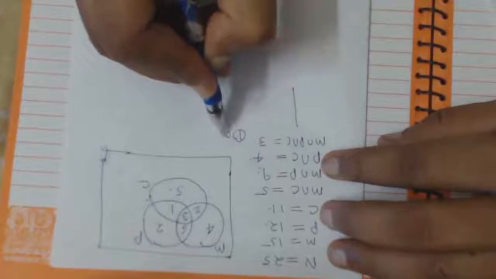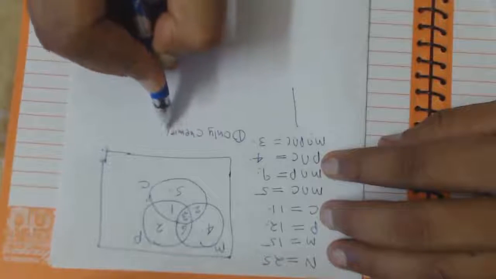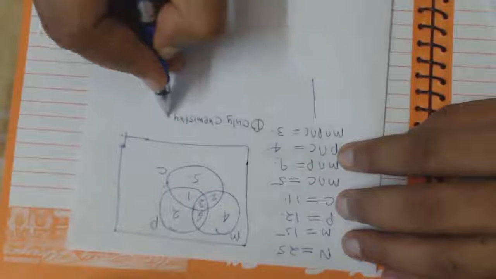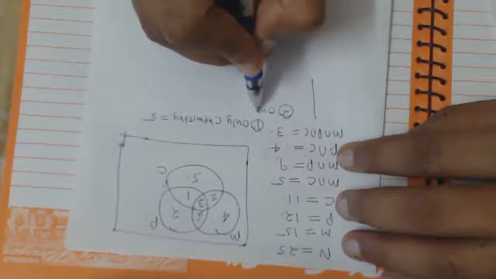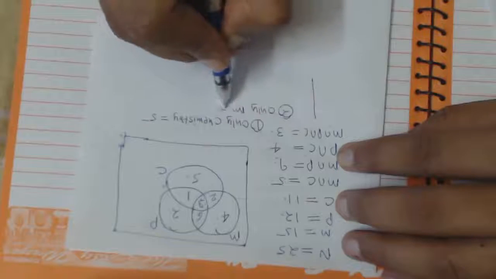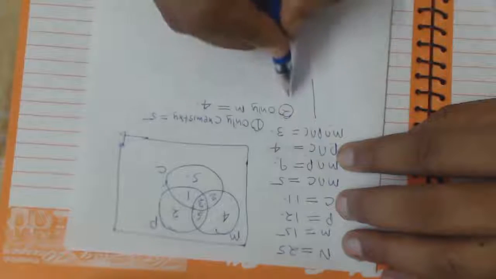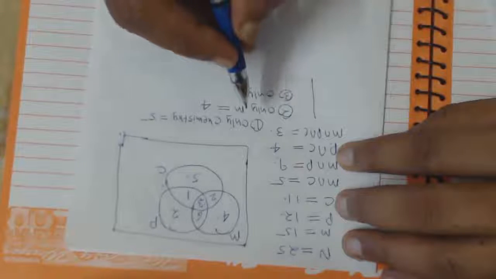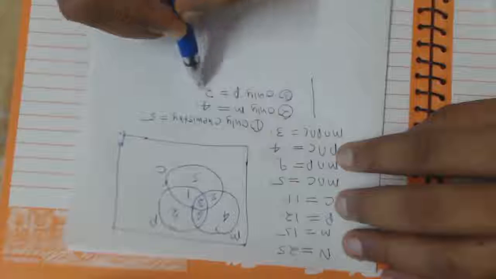First one is only chemistry. So chemistry only is 5. Second one is only mathematics. So only mathematics is 4. Third one is only physics. Only physics is 2.